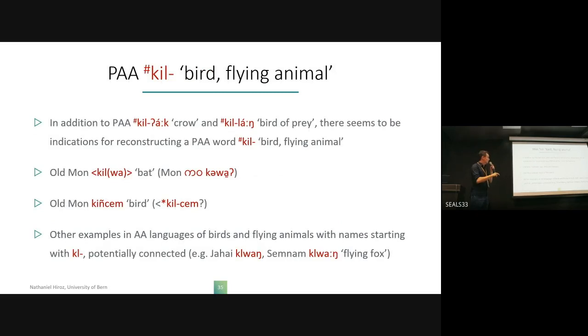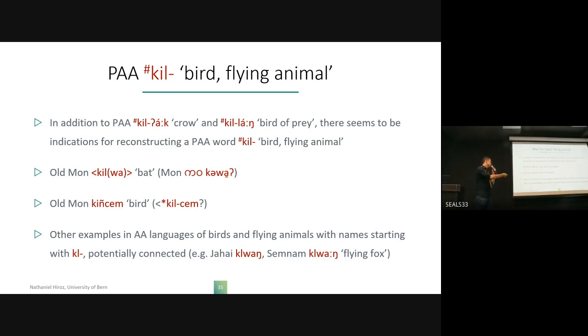So, okay, I have to go a bit faster, but we have other words that seem to have a similar element. The word for bat in Old Mon is kilwa, still found in Modern Mon. The word for bird, which is usually just something like jem or tim or sam or sim in Austroasiatic languages, has this extra element in Old Mon, which could potentially go back to the compound kiltem.